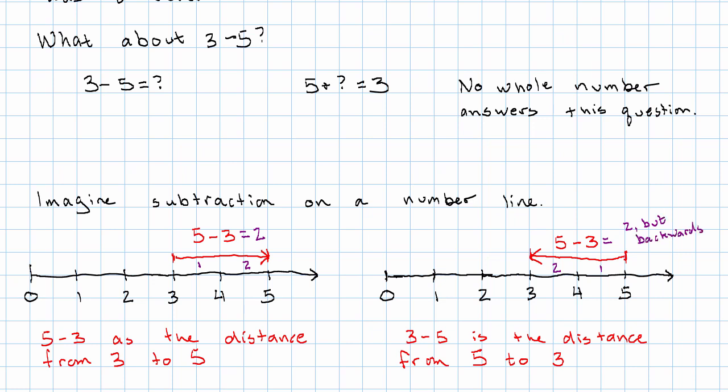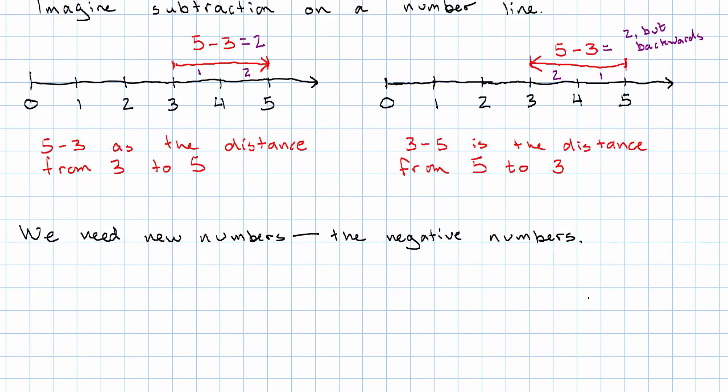This is a thing. We can see what it is. It makes sense on a number line. It makes sense when we're thinking about our bank account, right? If we deposit $5 in the bank, and now our balance is $3, we were overdrawn by $2. But none of the numbers we have right now describe it. Our solution is to get some new numbers. And we call these new numbers the negative numbers.